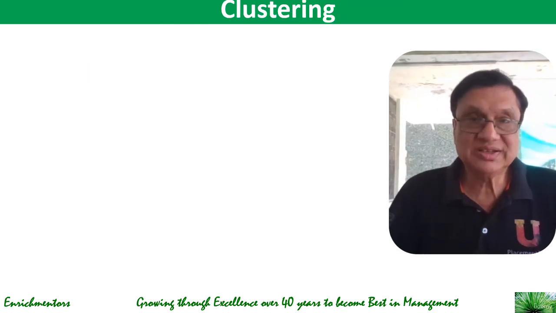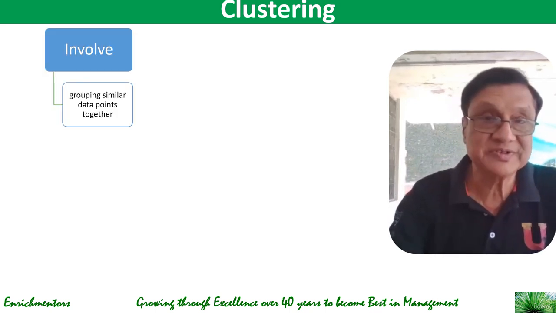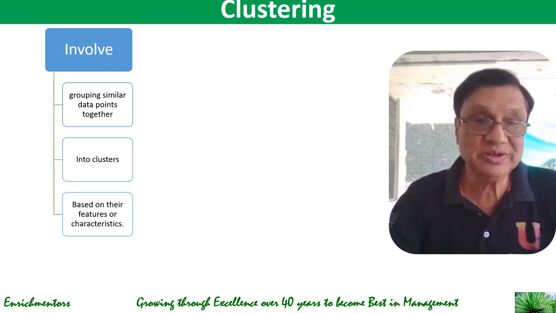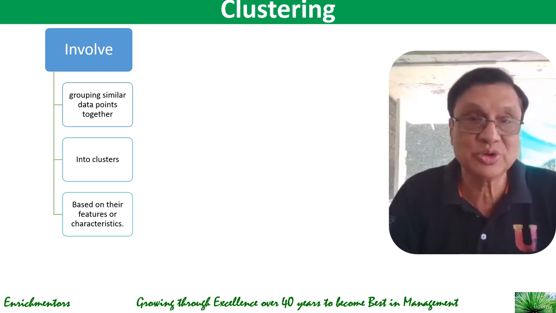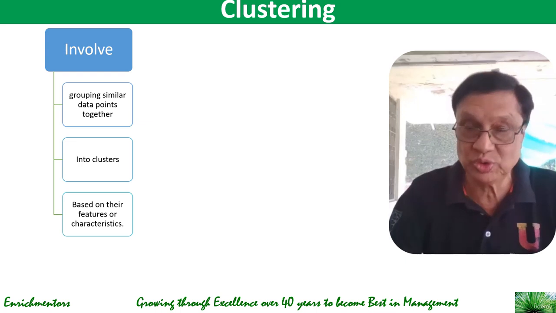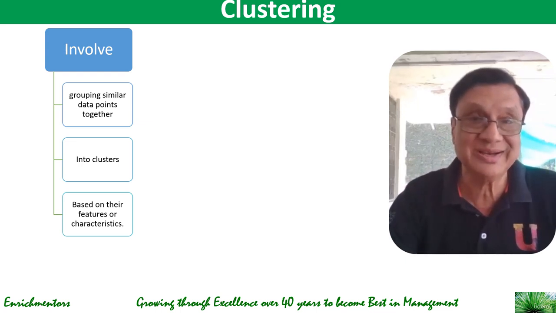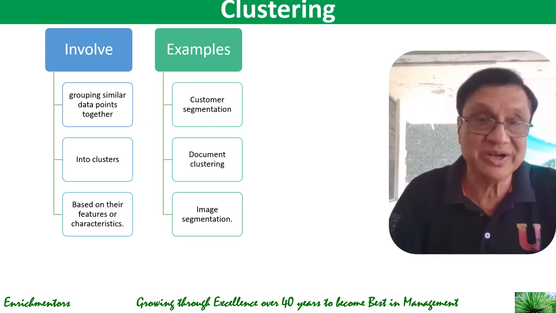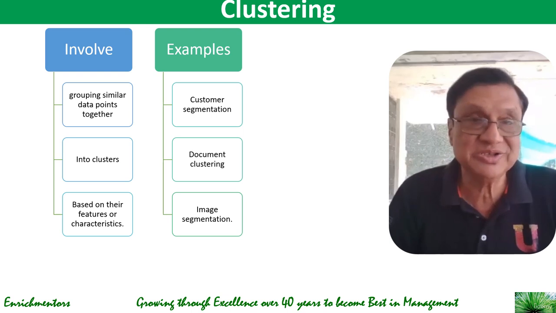So let's look at what clustering involves. Clustering involves grouping similar data points together into clusters, into groups, based on their features or characteristics. So there are features and characteristics, and your model is able to put them together and also tell you what those features are. Some examples that may strike a chord with you are customer segmentation, document clustering, and image segmentation. In customer segmentation, you put customers of similar type based on certain features or characteristics together, same in document and same in image clustering.